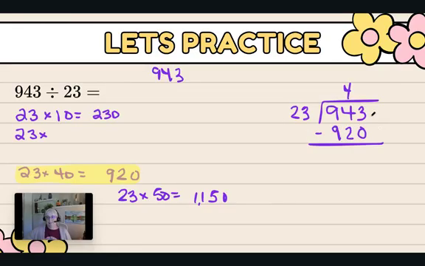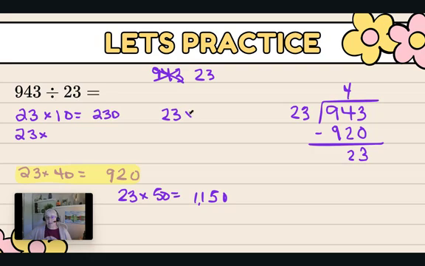Let's subtract. 3 minus 0 is 3. 4 minus 2 is 2. We are left with 23. Oh my goodness, same thing as last time. I know that 23, so our goal of 943 is gone. Our new goal is 23.